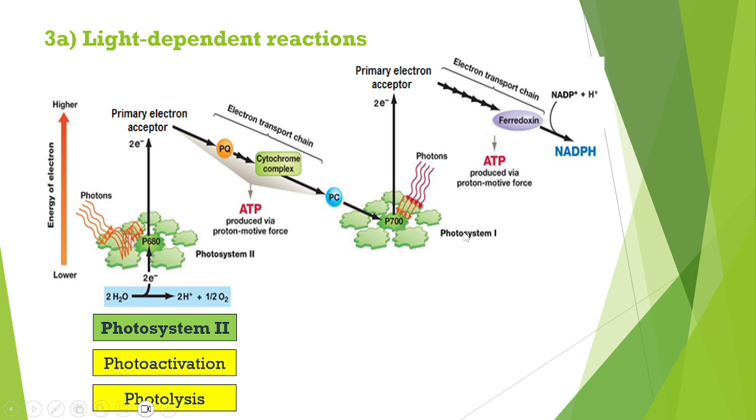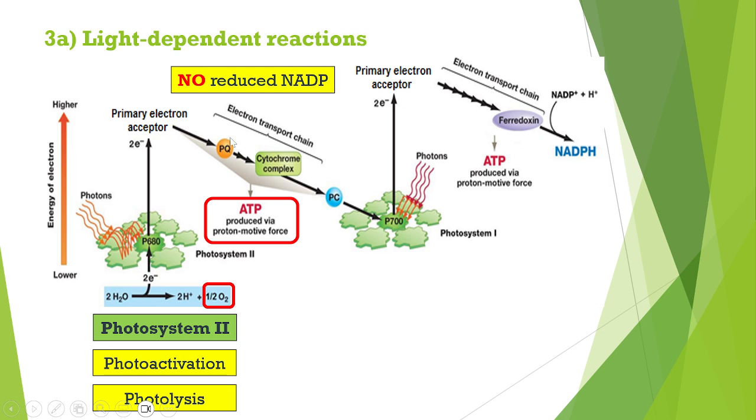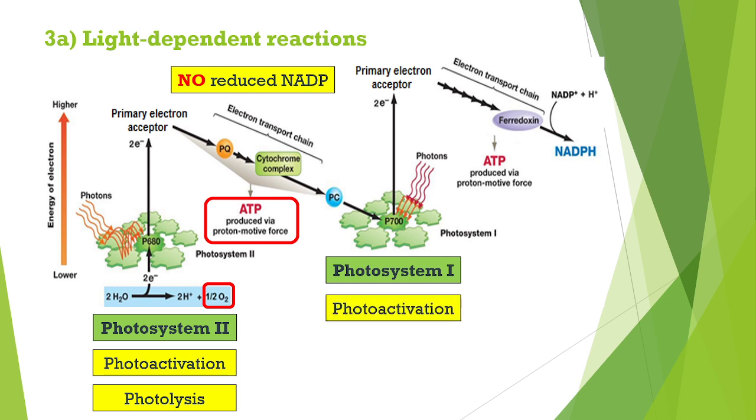Then we have the electron transport chain. So therefore we produce ATP. But at the end of this first electron transport chain, there's no reduced NADP, because the electrons are not accepted by NADP, they are going into another photosystem. Electrons are passed from one photosystem to another via an electron transport chain. So here, right after the electron transport chain, the electrons are already low in energy.